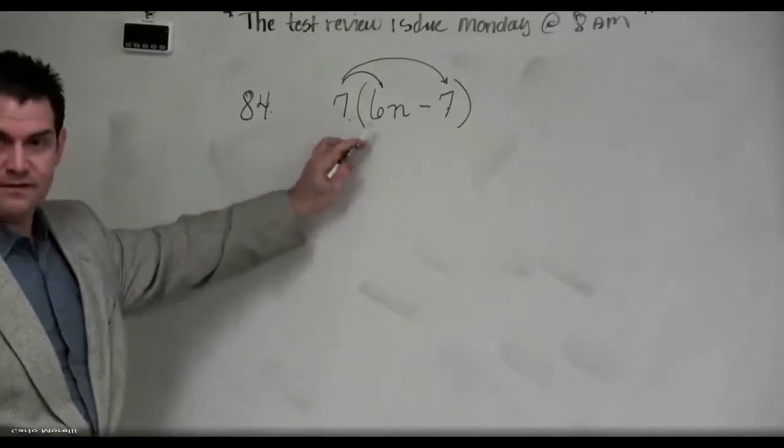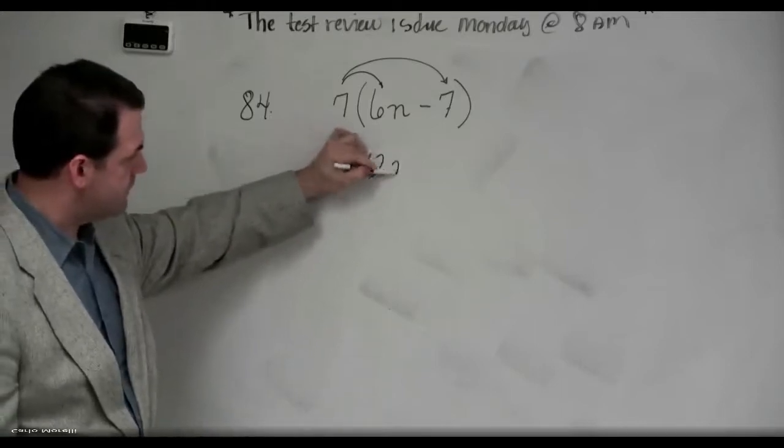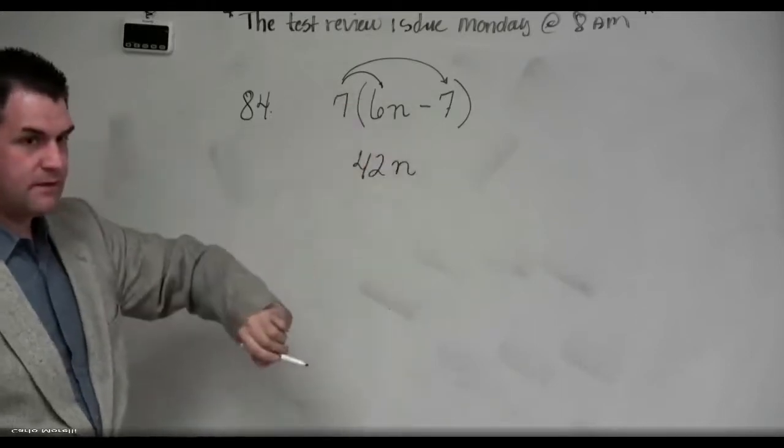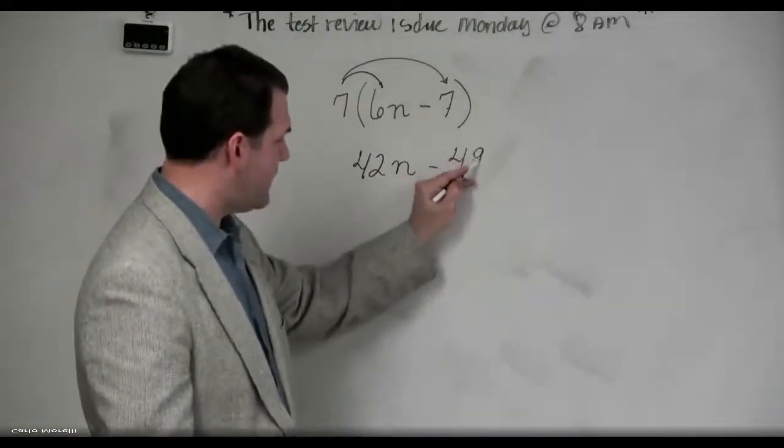So, what is 7 times 6n? Okay. And then 7 times -7? Yeah. So 42n minus 49. Okay.